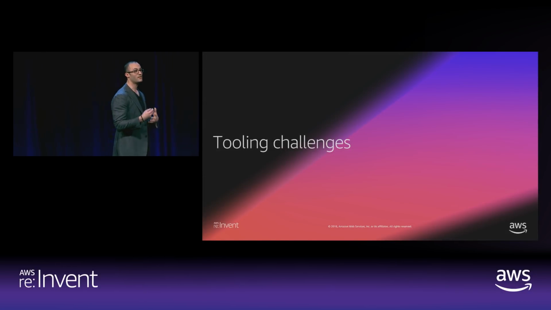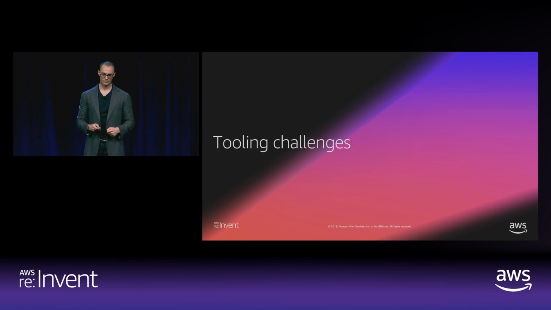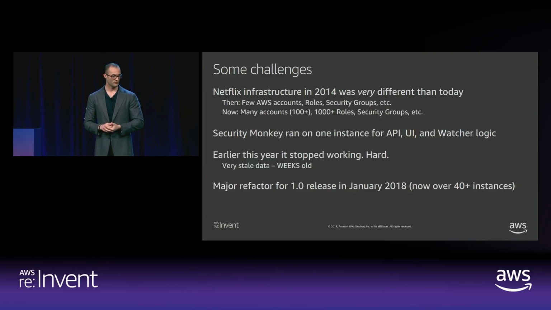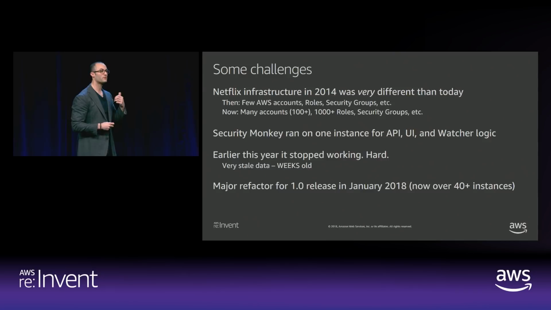So let's discuss some challenges that we have faced and that you may also face if building out one of these systems. We developed SecurityMonkey in 2014. And back then, our infrastructure was totally different. We only had a small handful of AWS accounts. We had a small handful of roles that every application shared. Same with security groups. We weren't even in VPC yet.